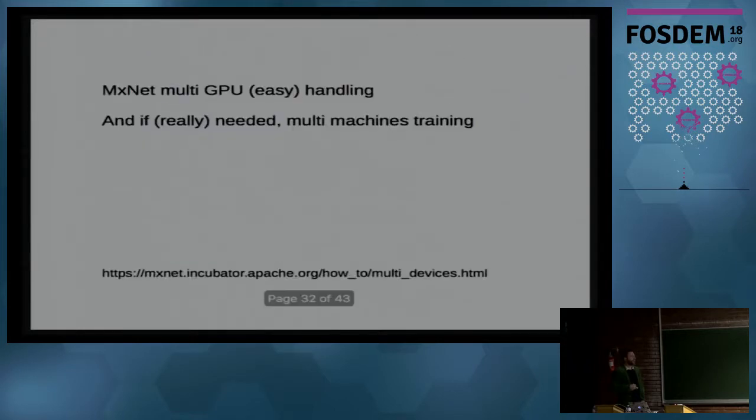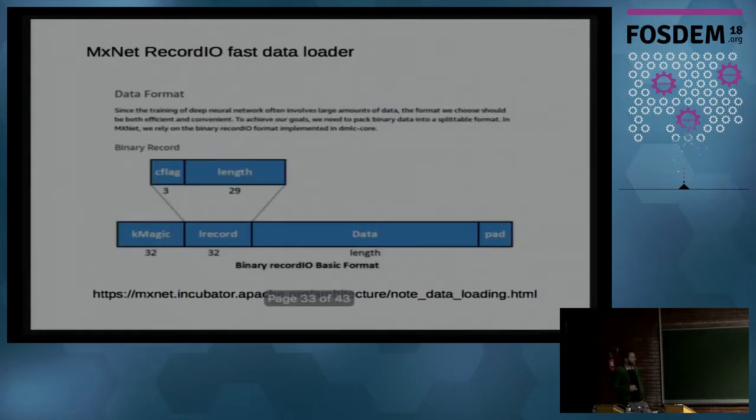Once you create both your label data set and your model topology, you have to train it. And MXNet is interesting because it's able to deal with multi-GPU and, even if it's really needed, multi-machine on the training step. Another interesting thing is its ability to use your data set, with both data and label, in a binary encoded RecordIO file, and so to be able to parse them in a really fast way.